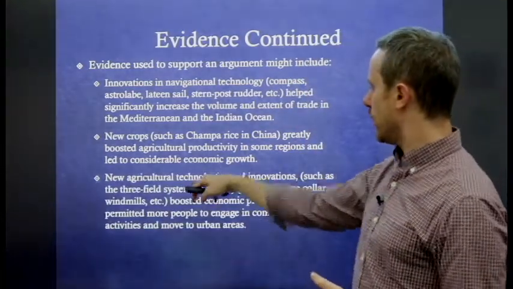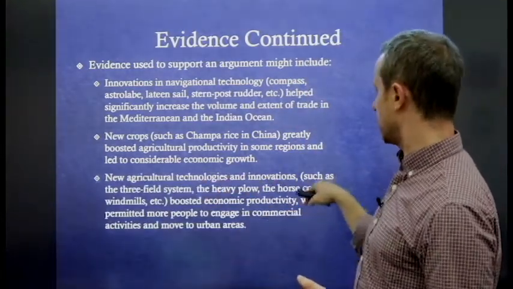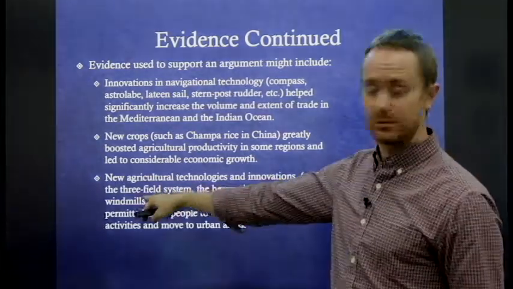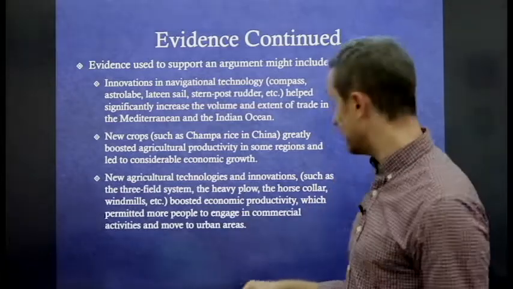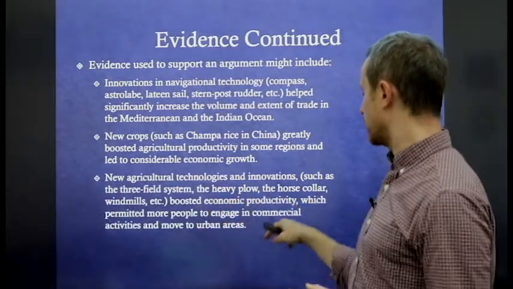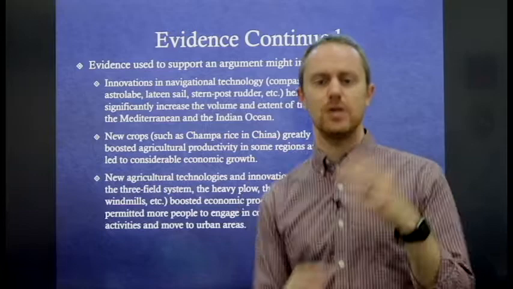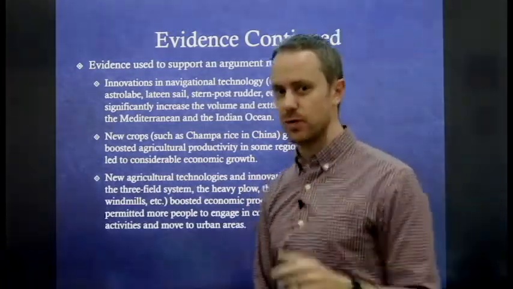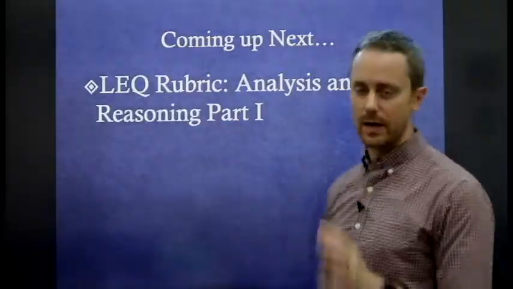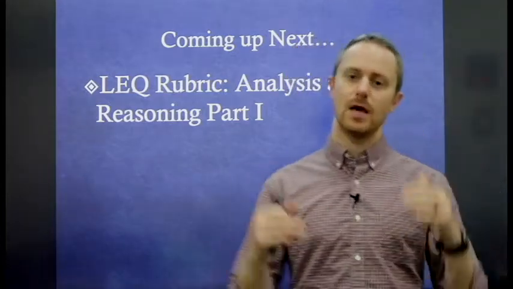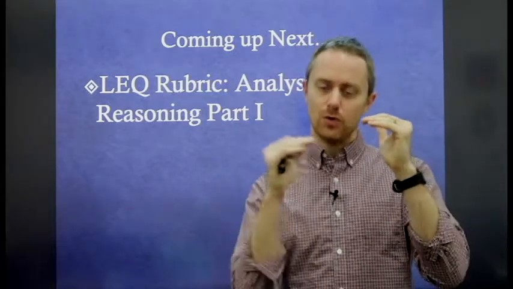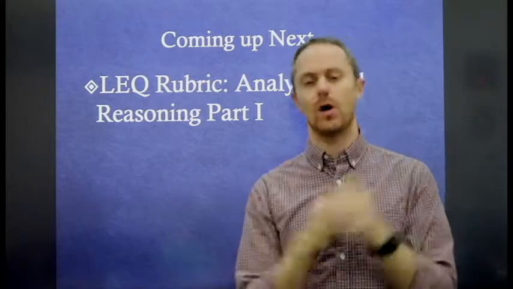Another one, new agricultural technologies innovations such as the 3-field system. Okay, again, specific: 3-field, heavy plow, horse collar, windmills, all specific pieces of evidence. Boosted economic productivity. Again, here's what it did. Here's how it supports my thesis. That's what I'm doing with evidence point number 2. Okay, this is a little bit of a shorter video, but it should be fairly simple and straightforward. All you're doing here is you are telling us what you know and how those details prove your argument.